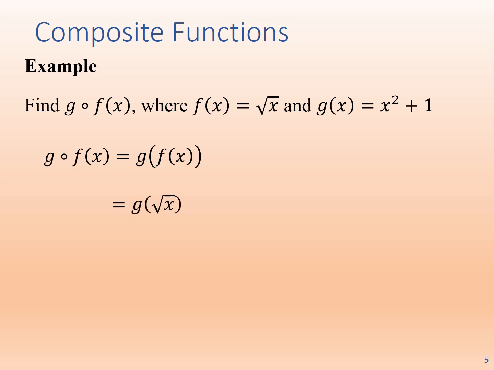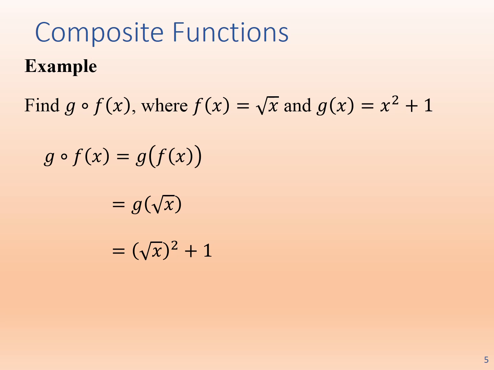So that is, we want to work out what g of the square root of x is. F of x is, of course, the square root of x. So we're replacing the f of x with its function, square root of x. So that means we need to work out what g of x is by putting the square root of x in place of x. And g of x is square that value and then add 1.